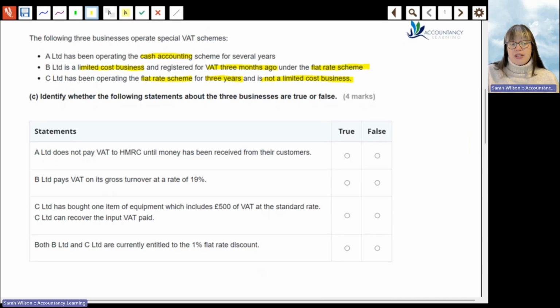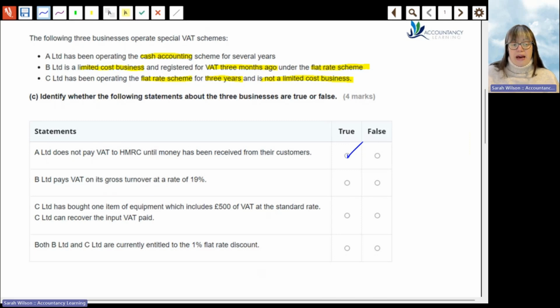So A Limited does not pay VAT to HMRC until money has been received from their customers. So A Limited is on the cash accounting scheme, which means that we don't pay HMRC any VAT until we actually have the money. So we don't do it on invoicing, we wait until we've got the money from customers. So that is going to make this answer true.